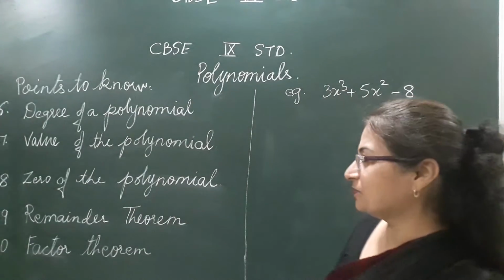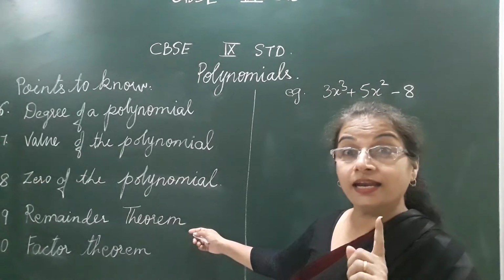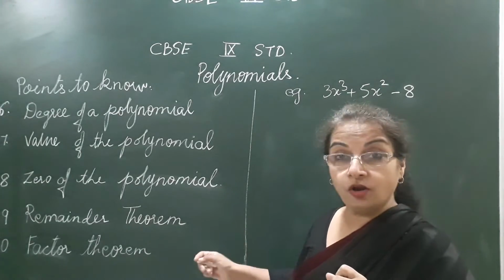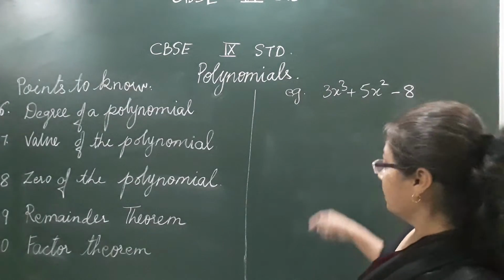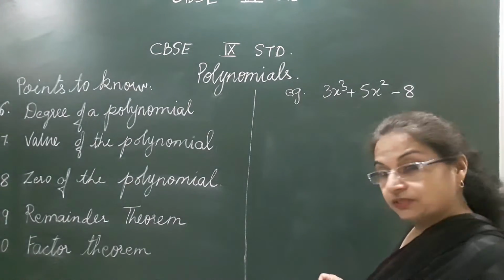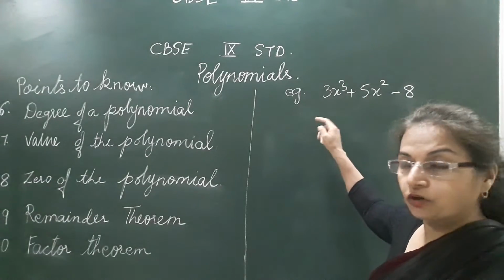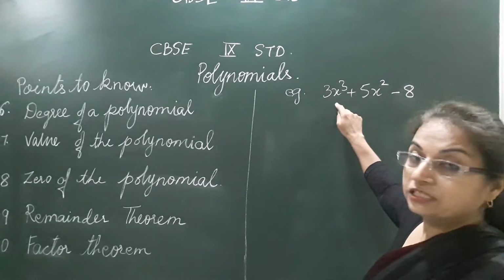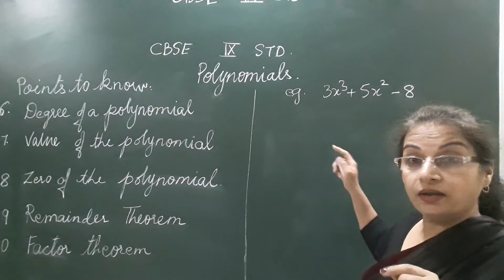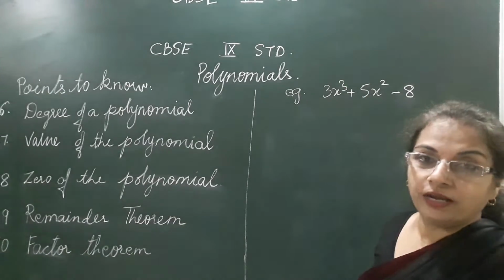And now we come to the second last concept, remainder theorem. But before that, let me revise once again. What is the zero of the polynomial? The number which, after substituting in the polynomial, gives 0, that number, instead of x, is called the zero of the polynomial. In this case, we had substituted x is equal to 1, and then the final answer came as 0. So 1 is the zero of that polynomial.